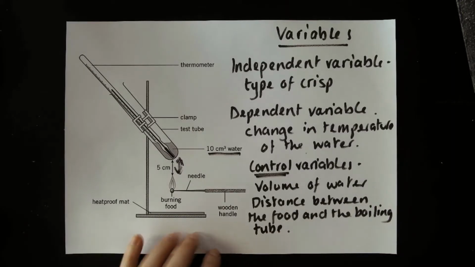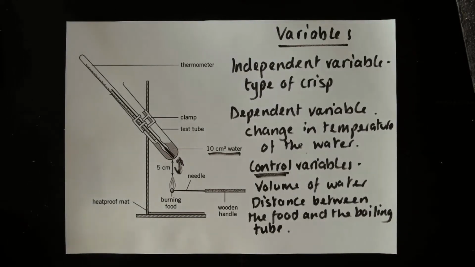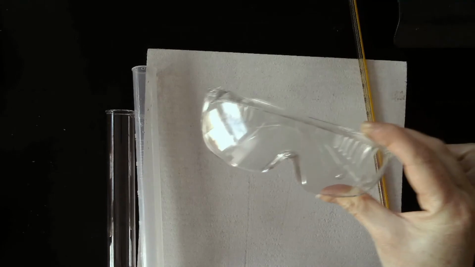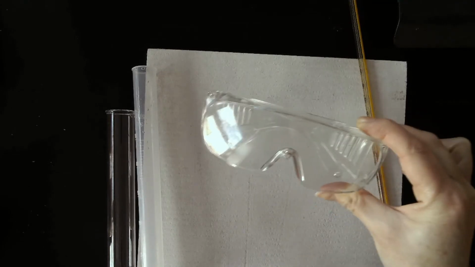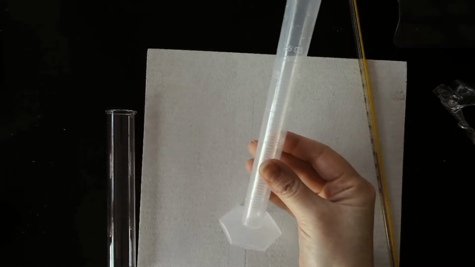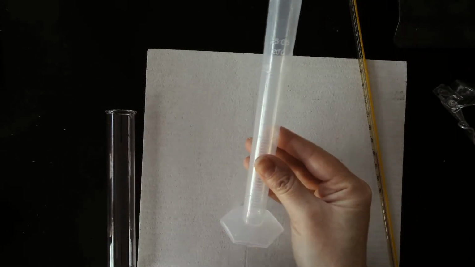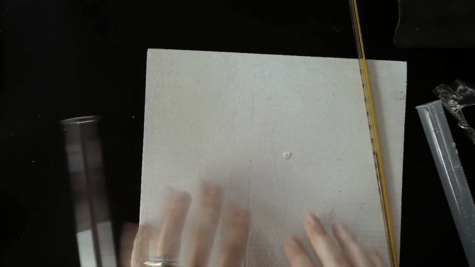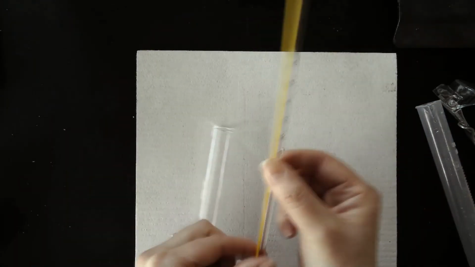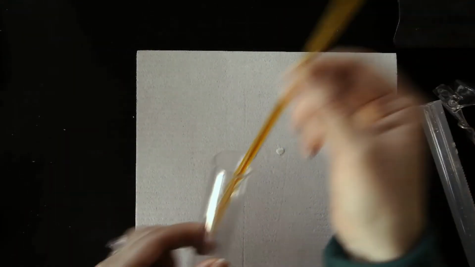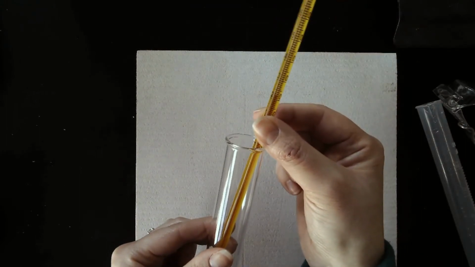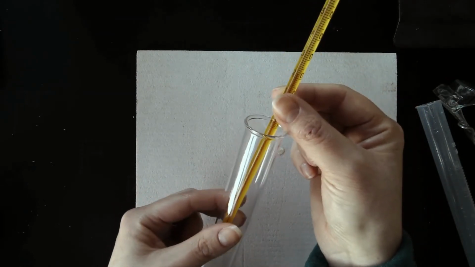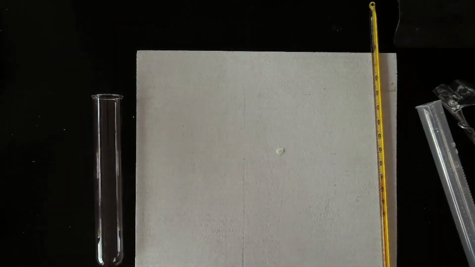Now I've got a plan of my variables, I can show you the experiment. Here I've got some of the equipment I'll be using today. We've got safety goggles to protect our eyes from the hot crisp and the potentially hot water. I've got a measuring cylinder to measure 10 centimetre cubed of water, which will then go into the boiling tube. I have got a heat-proof mat to make sure I don't burn the desk, and I have got a thermometer. I'm going to take the temperature of the water at the start. I'm going to burn the crisp underneath the tube. I'm going to take the temperature of the water at the end, and then I'm going to calculate the difference.